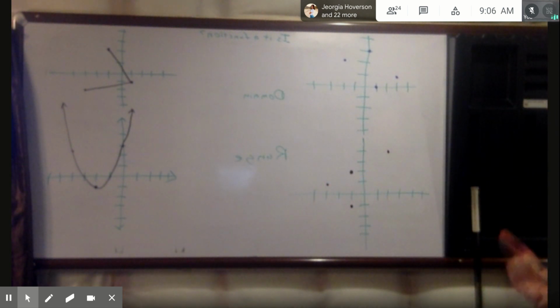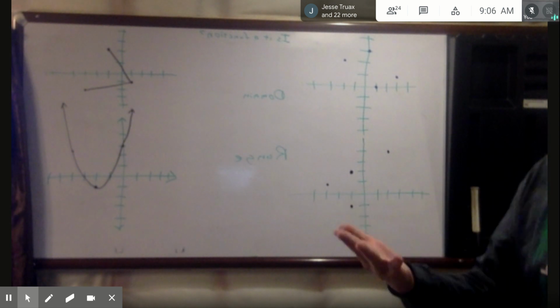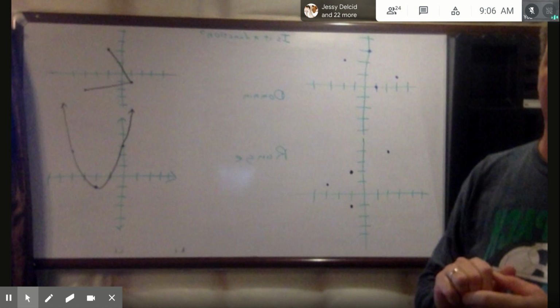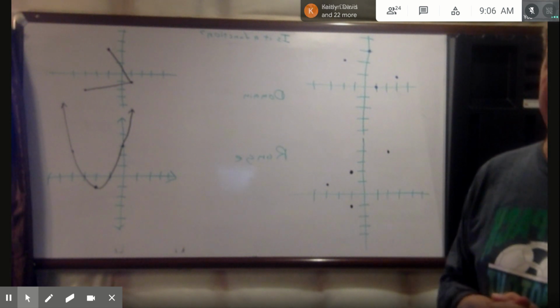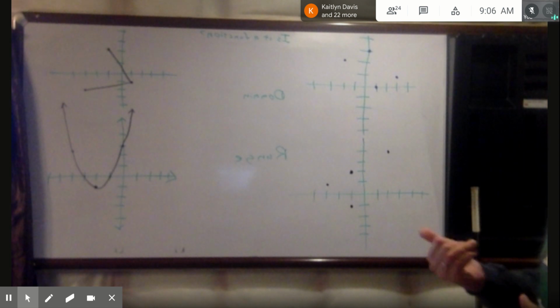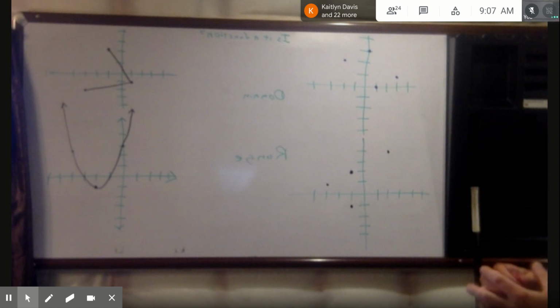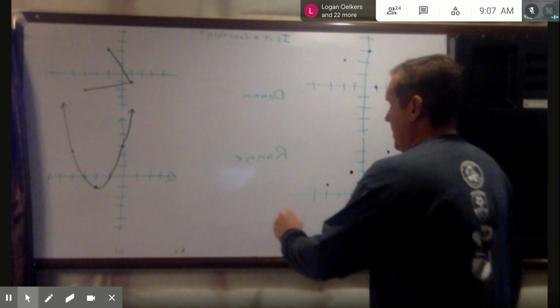So first off, is it a function? What a function means is for every input, I have exactly one output. Meaning for every x value, I can only have one y value. Graphically, that means what we use is called the vertical line test. Okay? VLT is what we use.